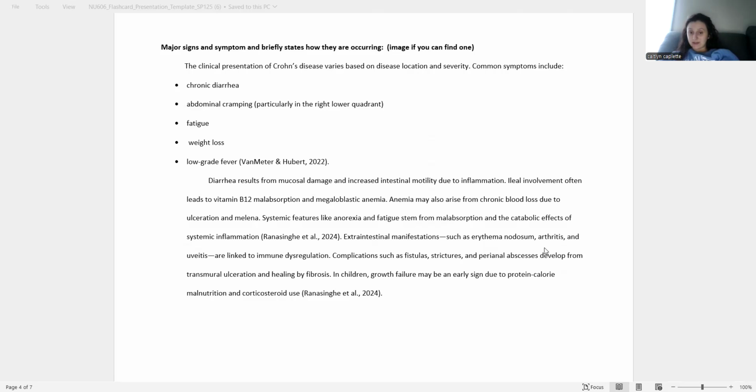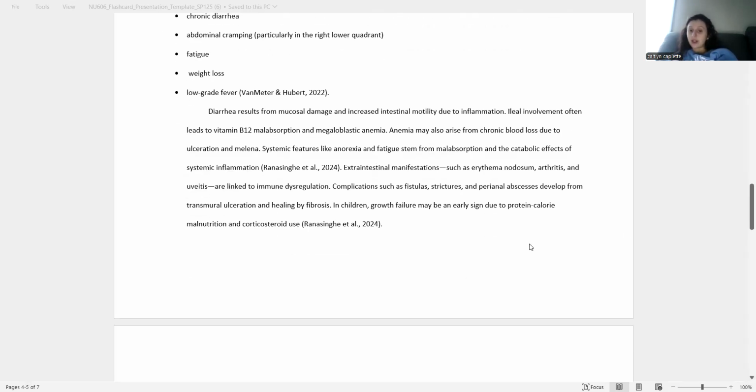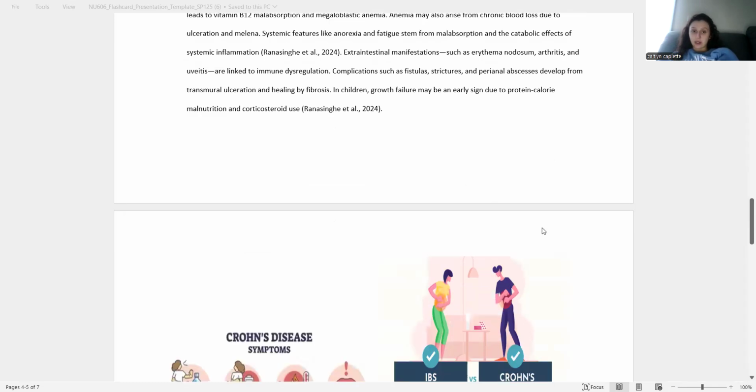Extraintestinal manifestations can include erythema nodosum, arthritis, and uveitis, which are all linked to immune dysregulation. Complications can occur, such as fistulas, strictures, and perianal abscesses that develop from transmural ulceration and healing by fibrosis. In children, it can be seen as growth failure and may be an early sign, and that's all due to protein calorie malnutrition and corticosteroid use.